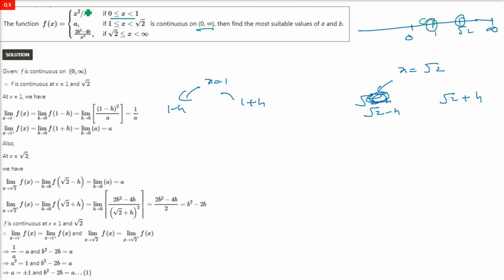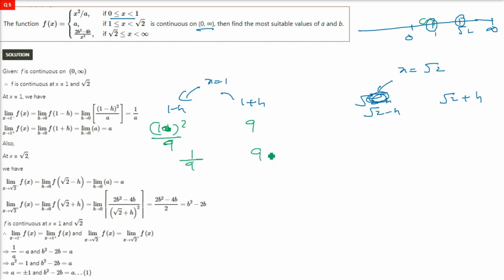Okay, when you go on the left of 1, you have to use x squared by a. So (1 minus h) squared by a you have to write. 1 plus h, it is already a constant a. So h, just apply the limit, right? And RHL, you don't have to apply any limit. Here h will be 0, so 1 by a. This is a.